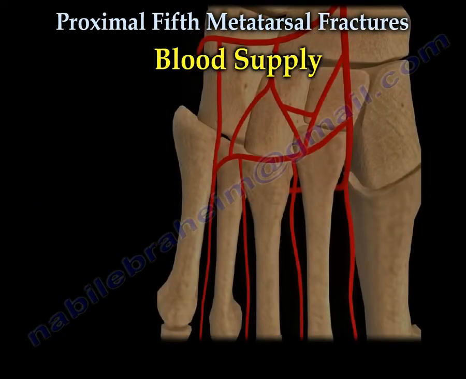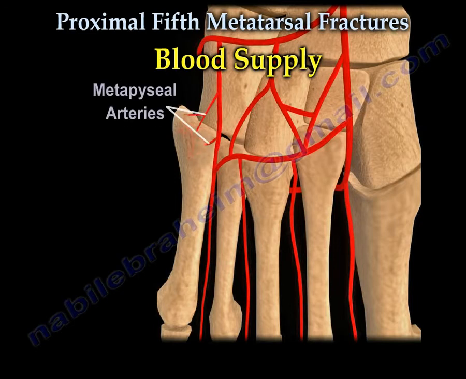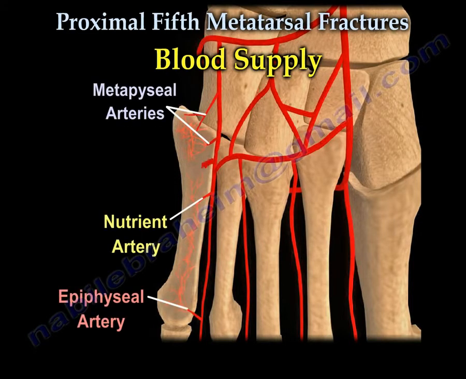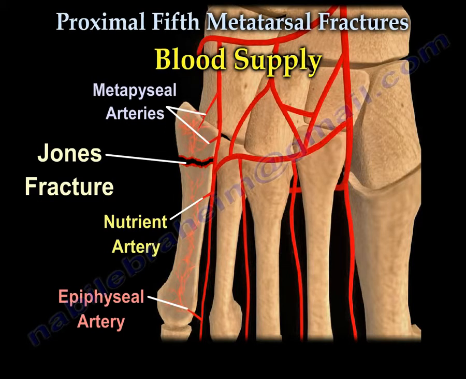The dorsalis pedis artery, the lateral tarsal artery, the fourth dorsal metatarsal artery, and the arcuate artery. The fifth metatarsal is supplied by the metaphyseal arteries, the nutrient artery, and the epiphyseal artery. Here you can see the Jones fracture occurring in an area of limited blood supply.